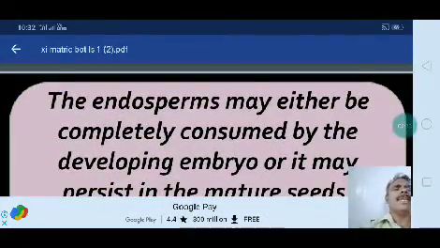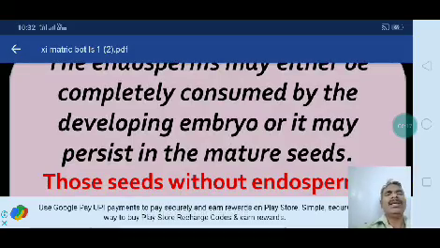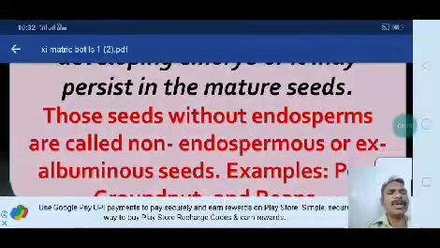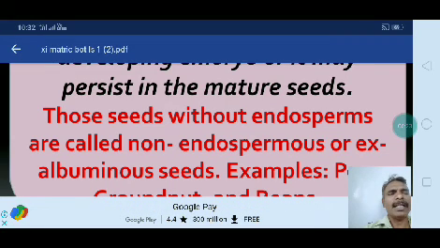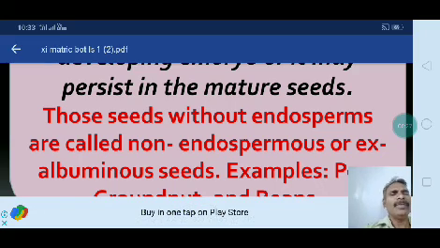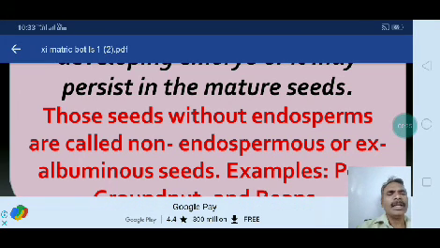The endosperm may either be completely consumed by the developing embryo, or it may persist in the mature seed. Those seeds without endosperm are called non-endospermous or ex-albuminous seeds. You have to underline that word. Which one is non-endospermous or ex-albuminous seeds? The seeds without endosperm.